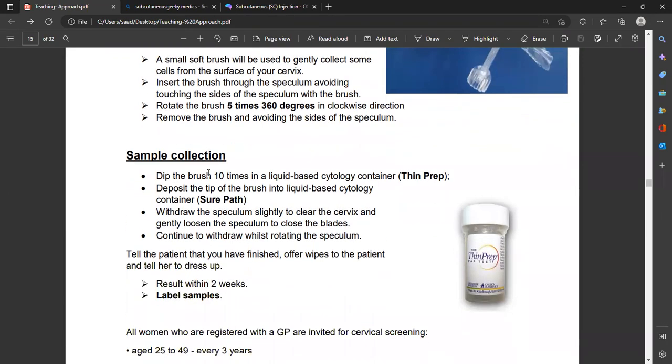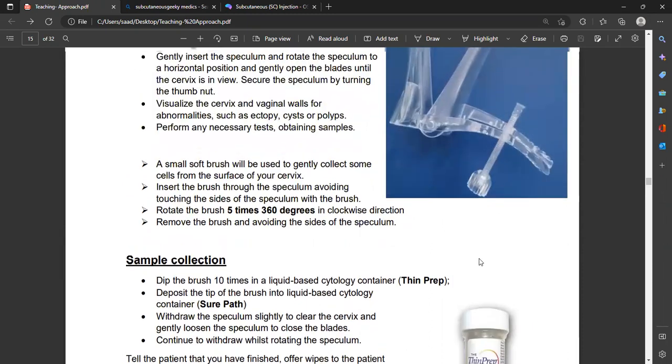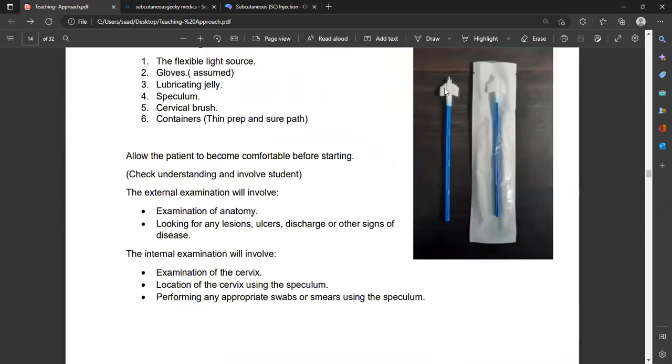And now you have two containers. In the ThinPrep, you have to dip your brush 10 times. Just dip it like 10 times. And then in the SurePath, one end of this brush is detachable. So it can be detached, and you can place this detachable portion, the white portion, into the SurePath. Usually in the real exam, there would be only one container. Either it would be SurePath or ThinPrep.